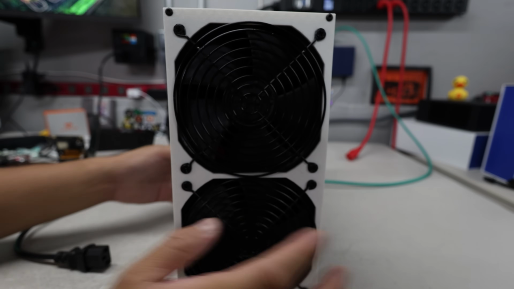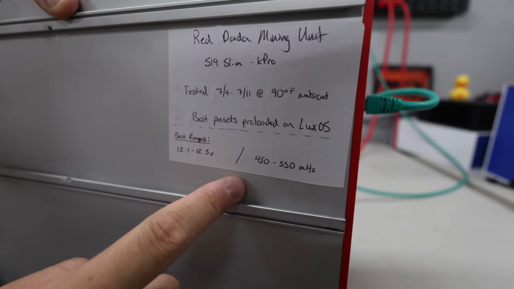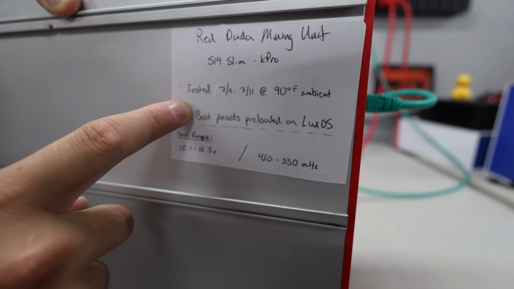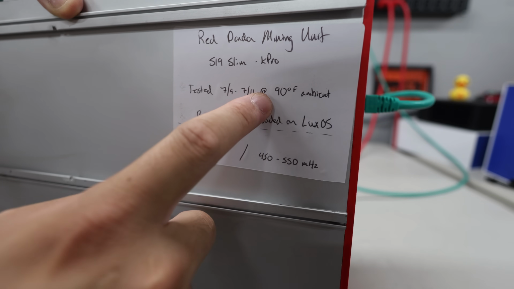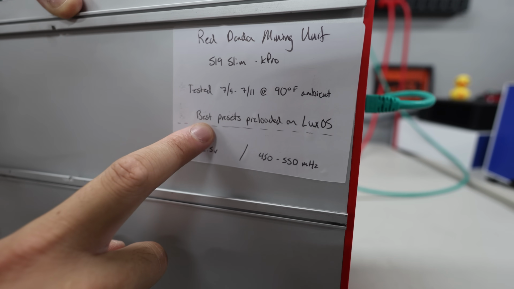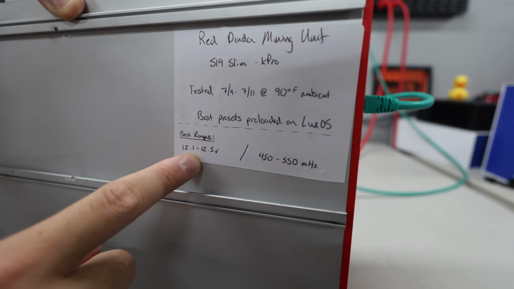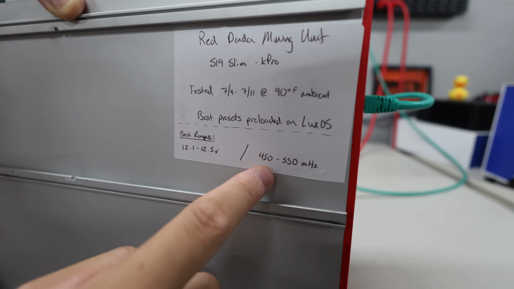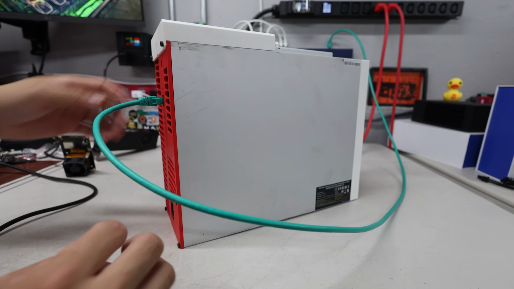Before I turn it on, I just wanted to show here that Plebsource already tested out this unit. It says here, Red Panda Mining Unit, S19K Slim Pro, tested July 9th to July 11th at 90 Fahrenheit ambient. Best presets preloaded on LuxOS. Best ranges say 12.1 to 12.5 volt, 450 to 550 megahertz. So apparently those are the best preset numbers. Okay, let's turn this on.